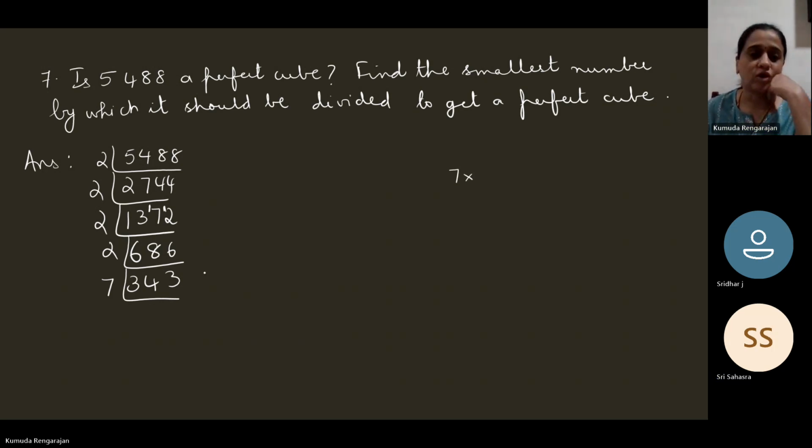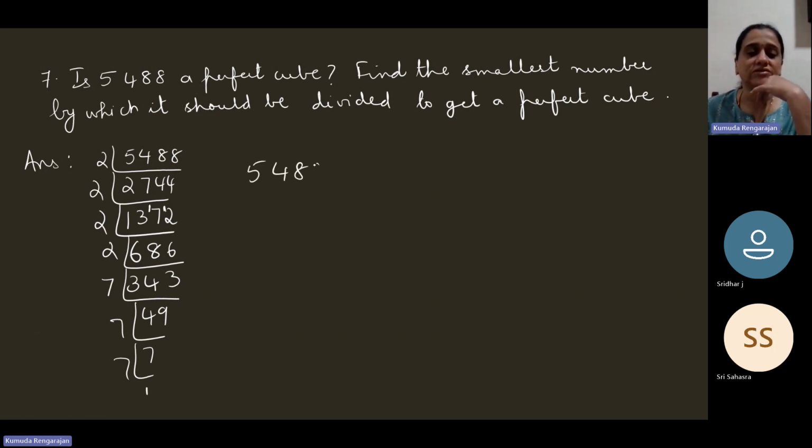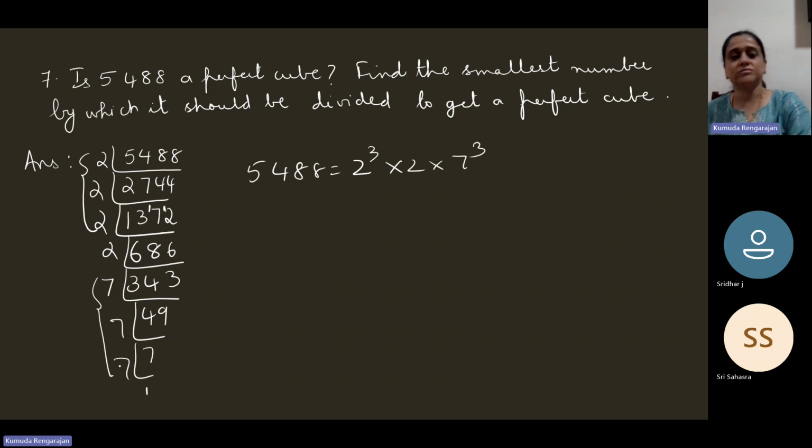49. Then 7. The 7s are... So 5488 is equal to 2 cubed into 2 into 7 cubed, right? So here, 2 cubed into 2 into 7 cubed.